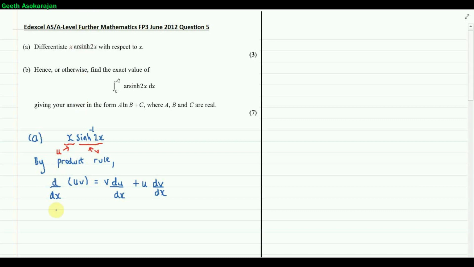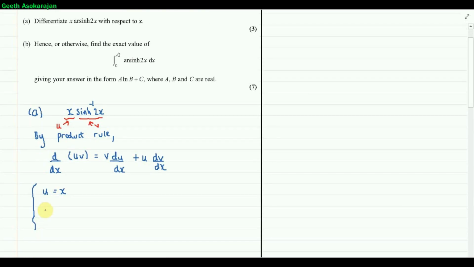So I'm going to do a side calculation. Now u is x, and we need du over dx for the product rule. du over dx would be 1. Next, v. I've chosen v to be the inverse hyperbolic sine 2x. Let's have a look at dv over dx.